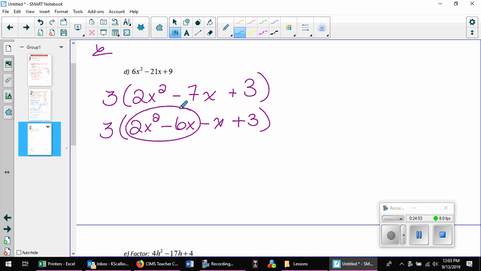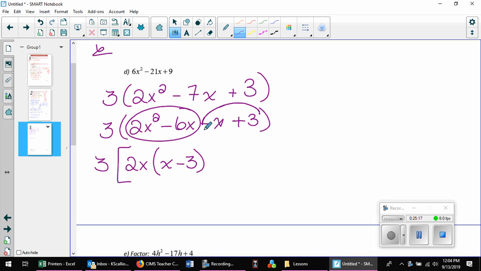I look at these two. What can I take out? 2x. Maybe square brackets might be more helpful. I'll put square brackets around that. What's left if I take out a 2x? x minus 3. Thanks, guys.